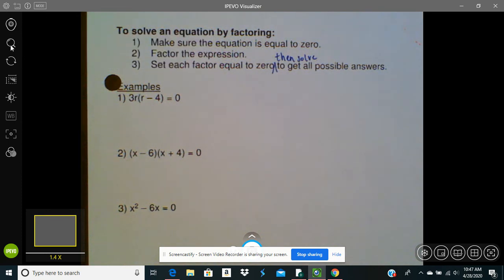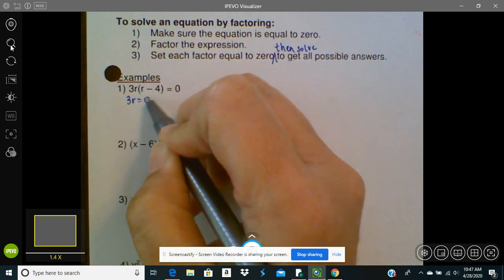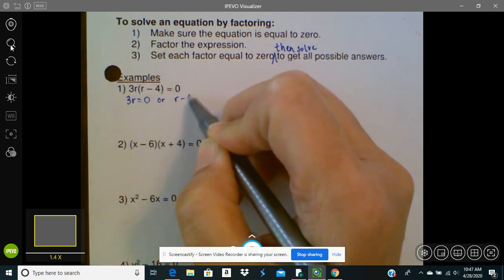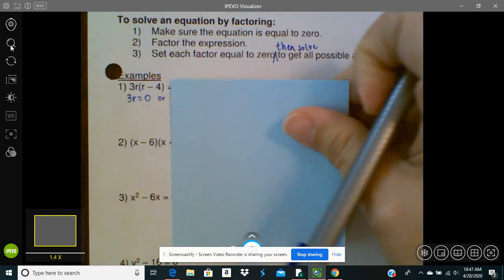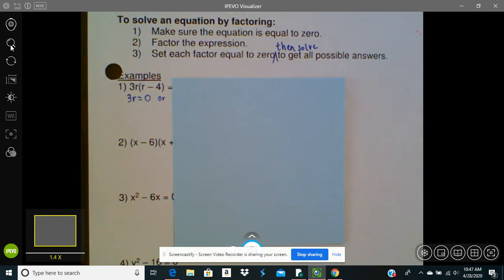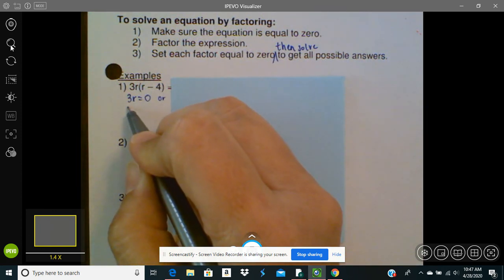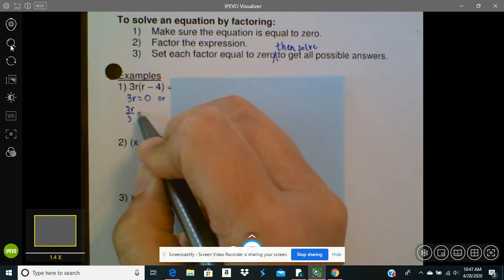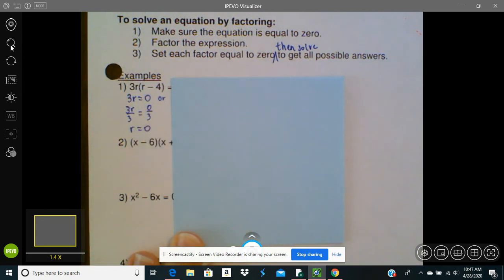I've got the equation 3r times r minus 4 equals 0. So what I do from here is I know that either 3r equals 0 or r minus 4 equals 0. So let's look at these one at a time. I'm going to cover that up for now. If 3r equals 0, I need to find what r is. How do we solve? Well, that's easy. You divide by 3 on both sides. So we get that r equals 0.